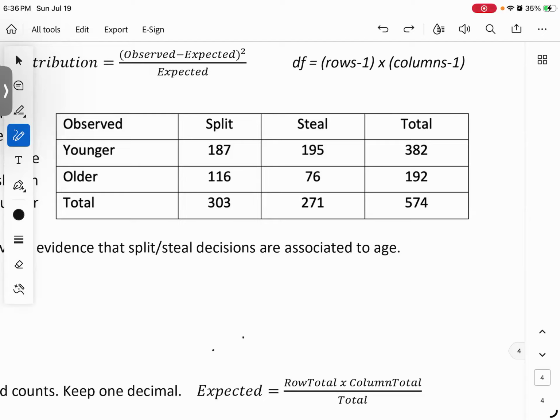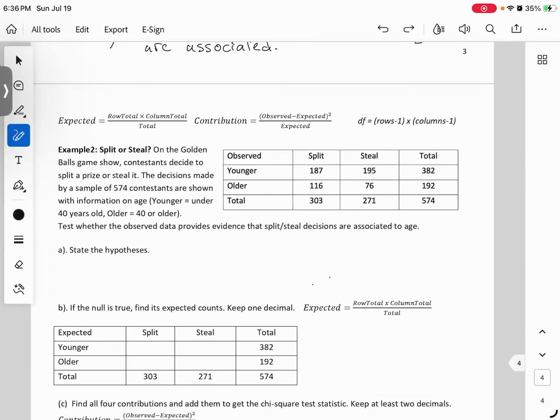Is there an association? If you are younger or older, will you see a difference in the proportion of those who decide to split or steal? Usually, whenever I ask my students in my in-person class, a lot of them tend to say it's probably the younger people who are going to be more likely to steal and backstab their partner. But let's do this. We're going to do a test to see whether there is an association between the decision to split or steal and somebody's age, whether they're younger or older.